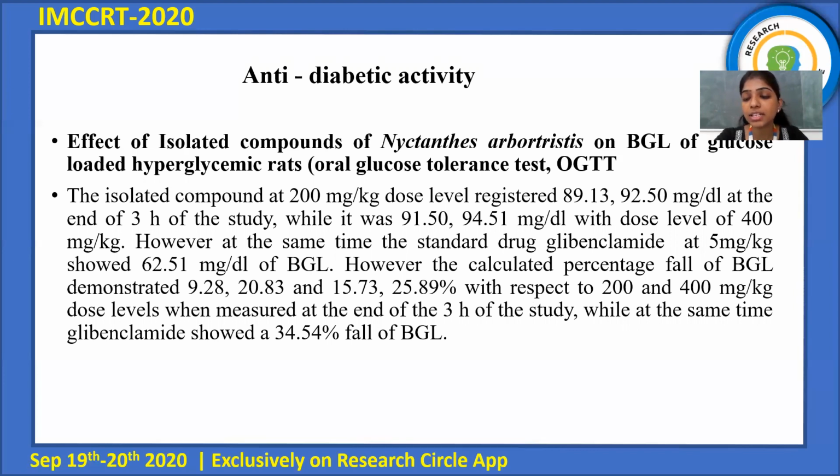The calculated percentage fall of blood glucose was 9.28, 20.83 and 15.73 as well as 25.89% with respect to the 200 and 400 mg per kg dose levels, when measured at the end of the third hour of the study. At the same time, glibenclamide showed a 34.54% fall of blood glucose level.